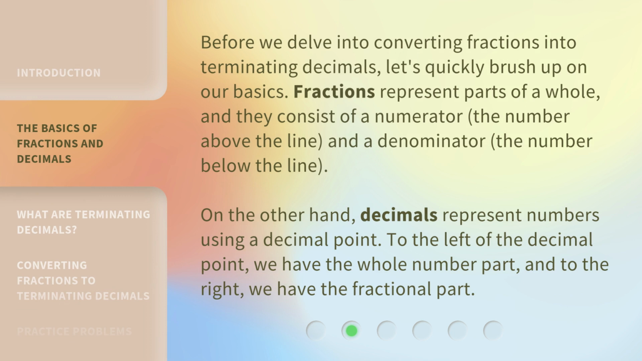Before we delve into converting fractions into terminating decimals, let's quickly brush up on our basics. Fractions represent parts of a whole, and they consist of a numerator, the number above the line, and a denominator, the number below the line. On the other hand, decimals represent numbers using a decimal point. To the left of the decimal point, we have the whole number part, and to the right, we have the fractional part.